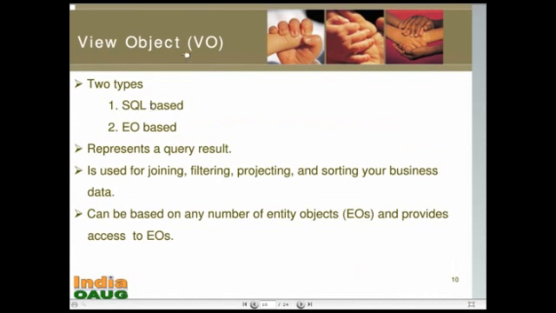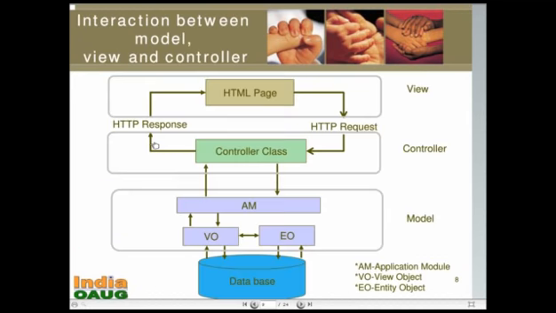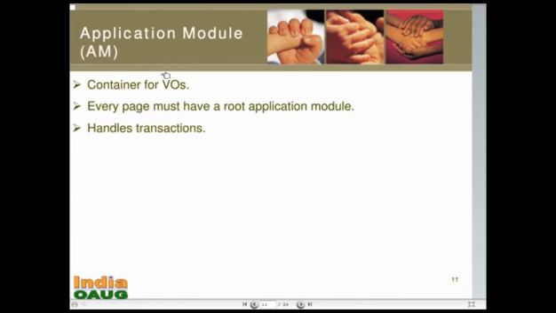So view objects are of two types. One is SQL based, another one is EO based. Those are the two things we have discussed: what is an entity object, what is a view object. Then one more is AM, the application module. What is AM? It's a container for the view objects.